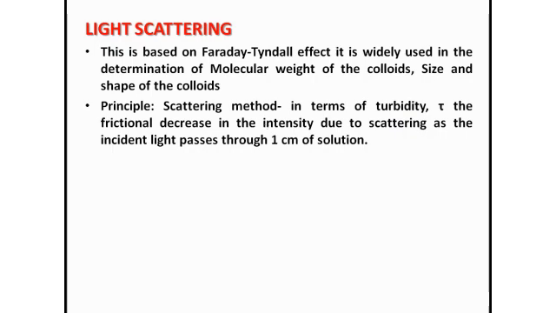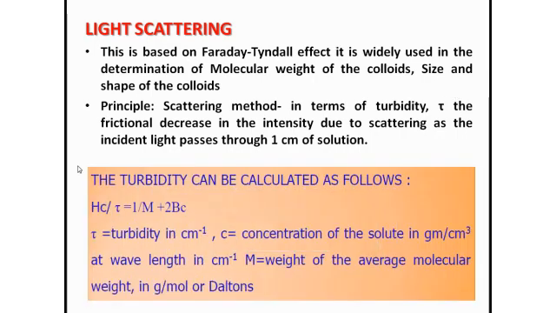Whenever the light is coming from the source and it is allowed to pass through a colloidal solution of 1 centimeter, definitely there will be some sort of scattering. This is known as the turbidity. This is designated with tau. So the turbidity can be calculated as follows. We have a general formula. As per this formula, we can write or derive Hc by tau is equal to 1 by M plus 2Bc, where tau is the turbidity expressed in per centimeter.